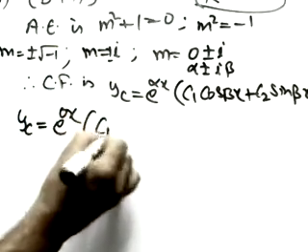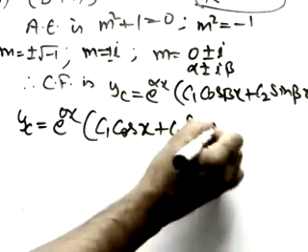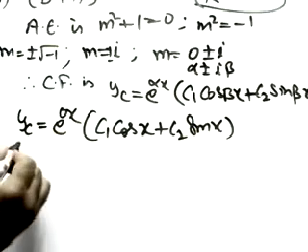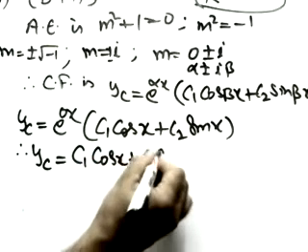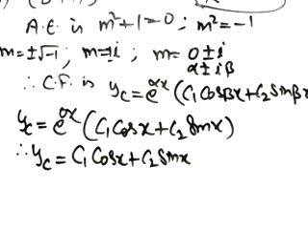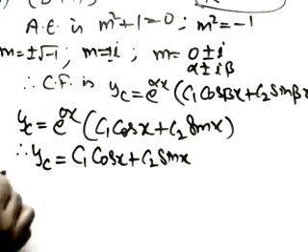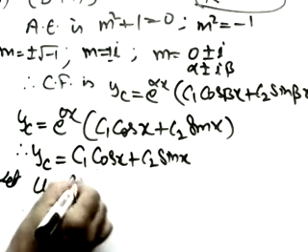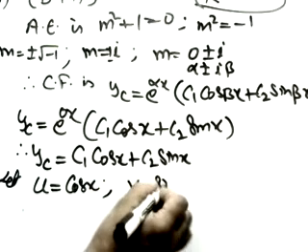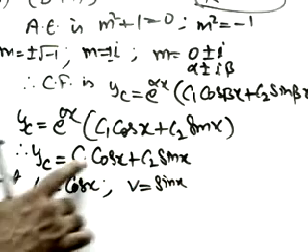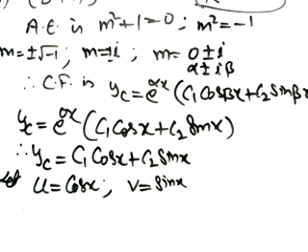yc equals e power 0x into c1 cos of 1 into x, which is x, plus c2 sin x. Any number to the power 0 is 1, therefore leave this. yc equals c1 cos x plus c2 sin x. So this is the first step we completed. In the next step, whatever function is with c1, suppose this as u equals cos x, and whatever function is with c2, suppose this as v equals sin x.